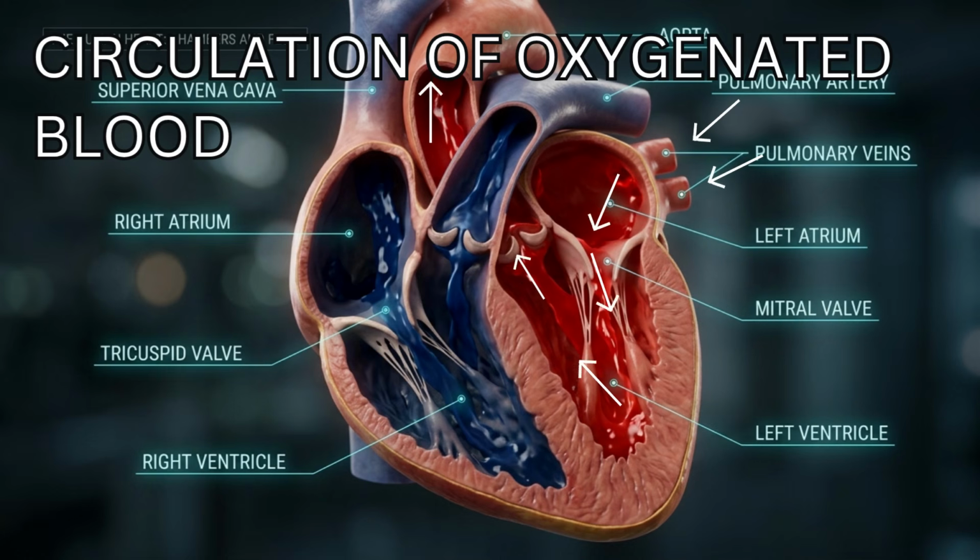When the left ventricle contracts, the blood leaves by the large artery, the aorta. From the aorta, the blood is distributed to all parts of the body except the lungs. The aorta also has semilunar valves which prevent the backward flow of blood into the left ventricle.